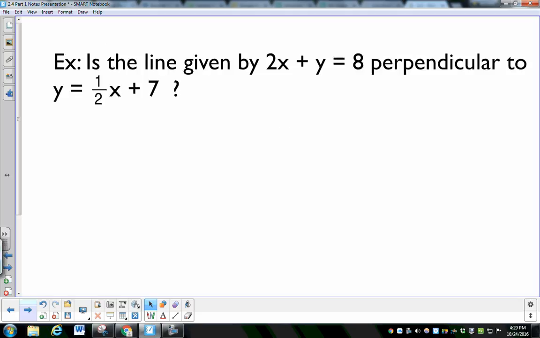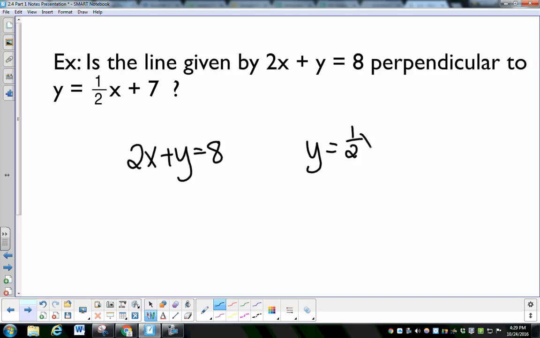All right, last example we're going to do together, and then I have one more for you to do on your own. We're going to see if these two lines are perpendicular. So I've got two equations here. One is 2x plus y equals 8. The other is y equals 1/2 x plus 7. And we're trying to find out if these are perpendicular.